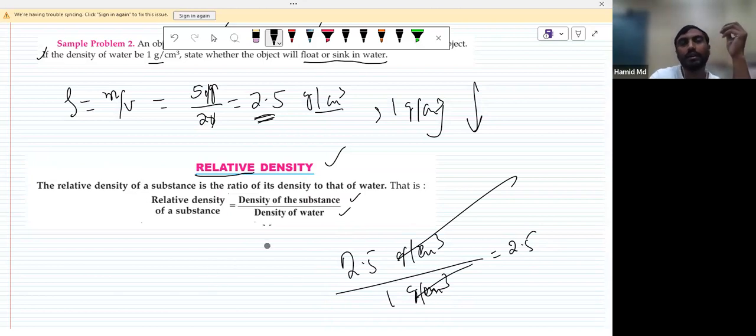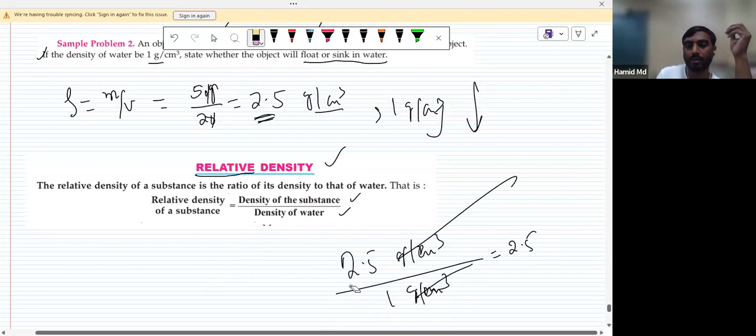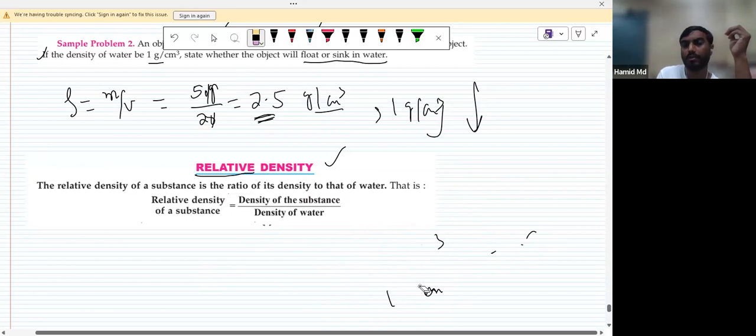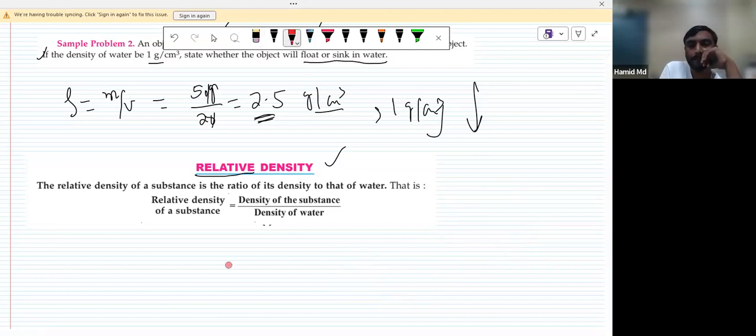So if we further try to make the mathematical statement of it, just write the density of substance. What is the density of substance? Gram per centimeter cube is the unit. I'm writing in capital M, mass of substance divided by volume of substance, right? Yeah.